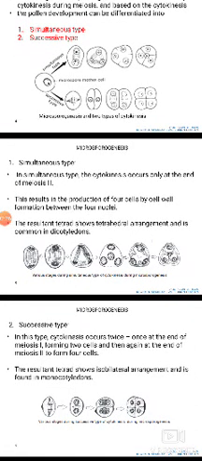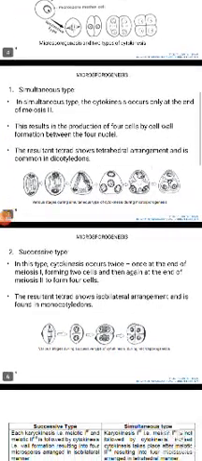Coming to the second type, the successive type. In this type, cytokinesis occurs twice, once at the end of meiosis 1 forming two cells, and again at the end of the second meiotic division to form four cells. The resultant tetrads show isobilateral arrangement and are found in monocots.